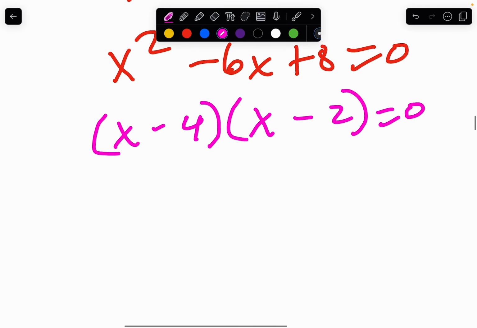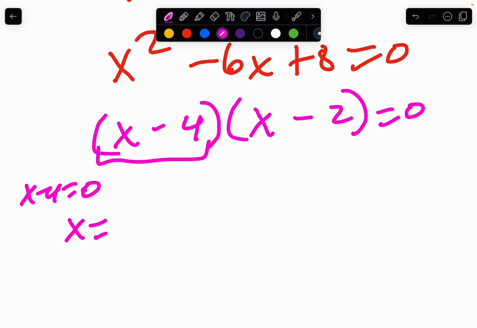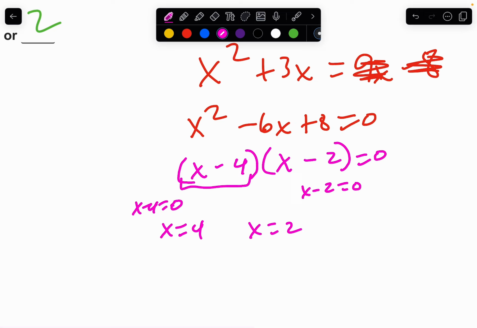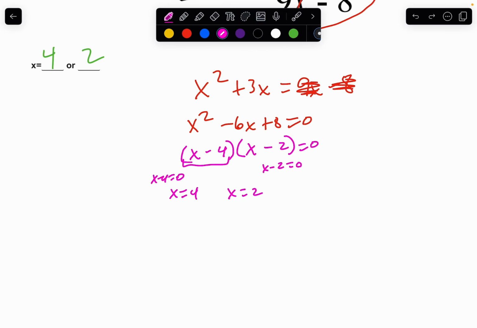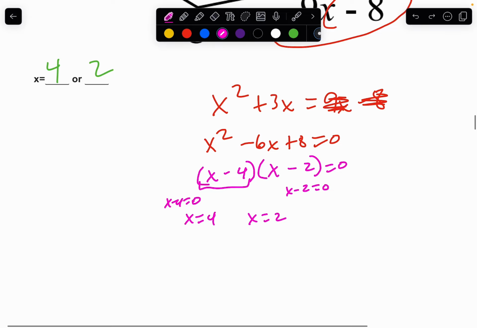And then we need to solve it. What would make this equal to 0? X minus 4 equals 0. What is the answer? X would be 4. X minus 2 equal to 0. What would be the answer? X equals 2. So if it was algebra, we would be done. But it's not. It's geometry. We do have to plug them in and test.